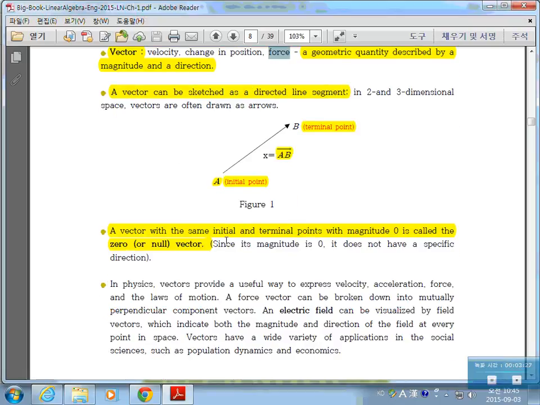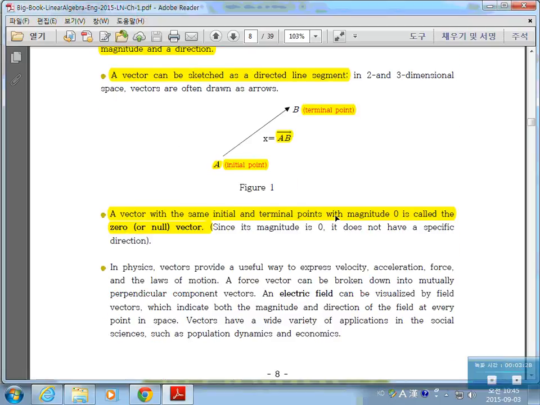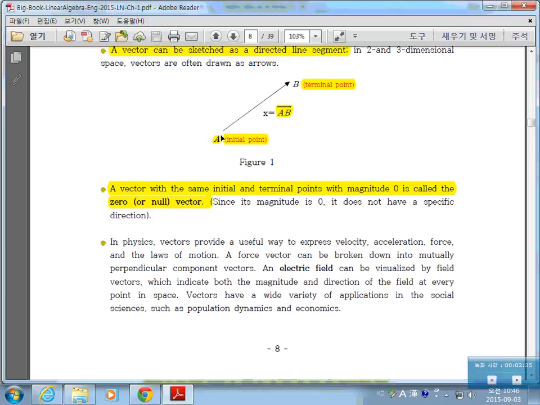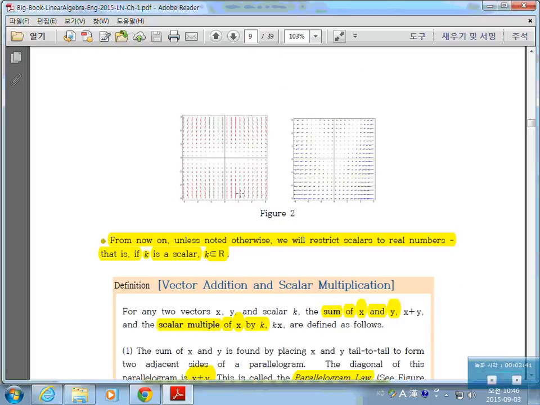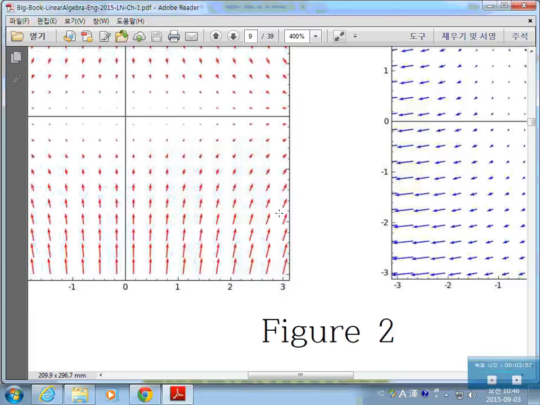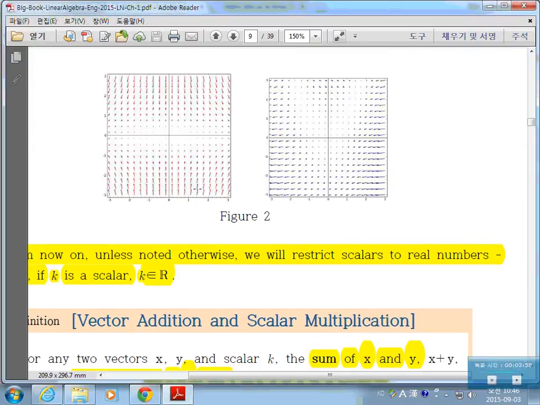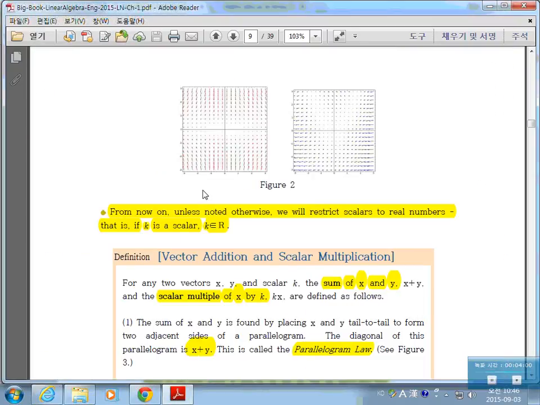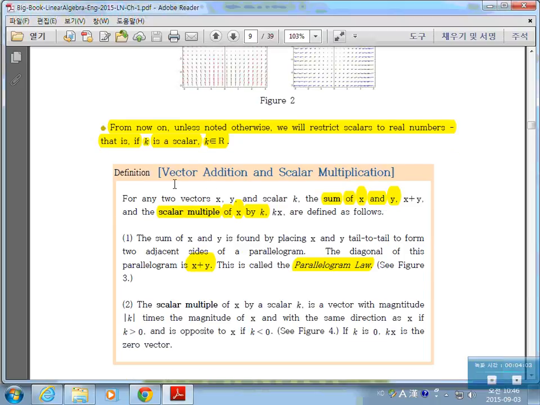Okay, a vector with the same initial and terminal point, with magnitude 0, is called the zero vector. If those two points are the same, then it is called the zero vector. And these are examples of a vector field, which consists of vectors. So as you see, it has directions like this. This is an example of a vector field.